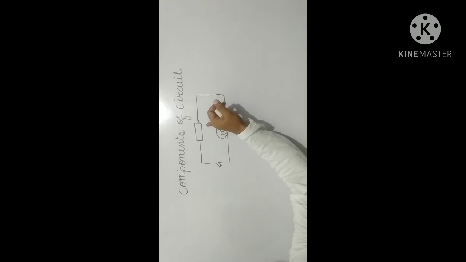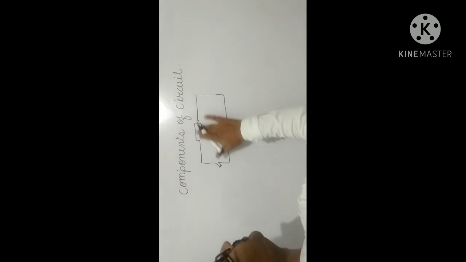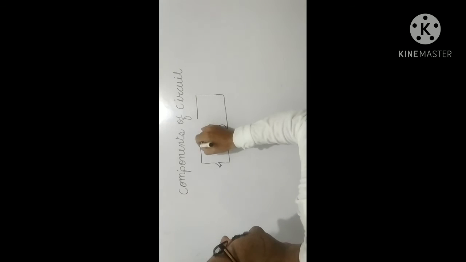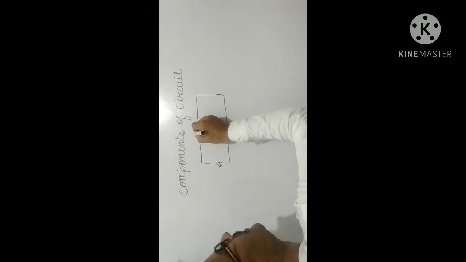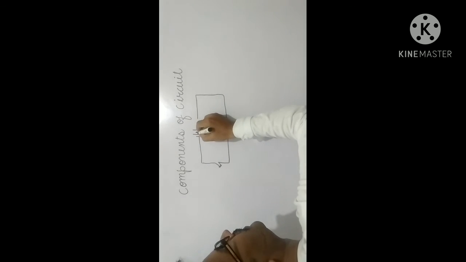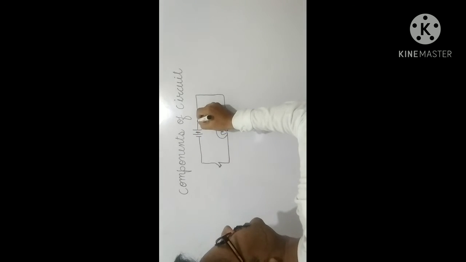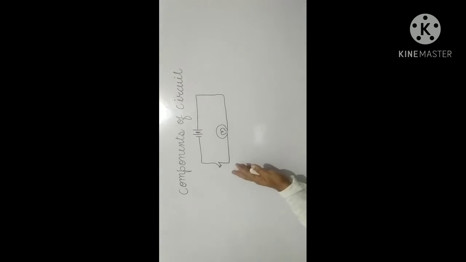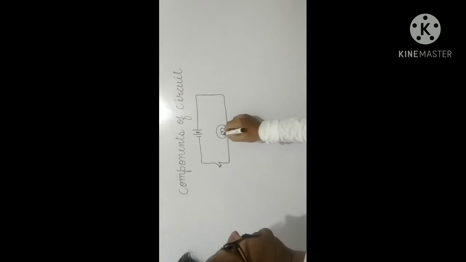This is the cell, and if I put the symbol, this is the two battery. Second is the electric bulb. An electrical appliance that glows when electric current flows through it. When current goes inside the filament, it will glow.